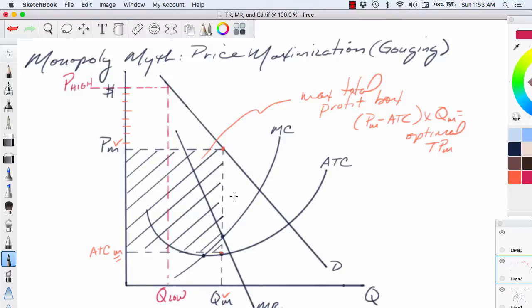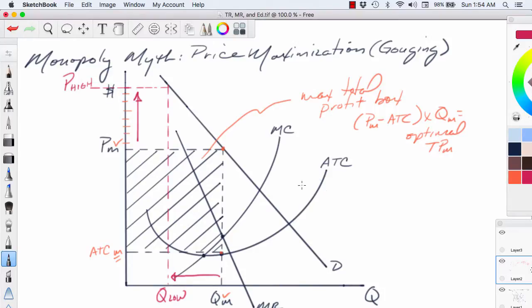So what's the problem here? The firm is in fact charging a higher price than its profit maximizing price, and because it faces a downward sloping demand curve, it's going to sell less. Even though the demand curve is relatively steep, the increase in price causes a decrease in the quantity.